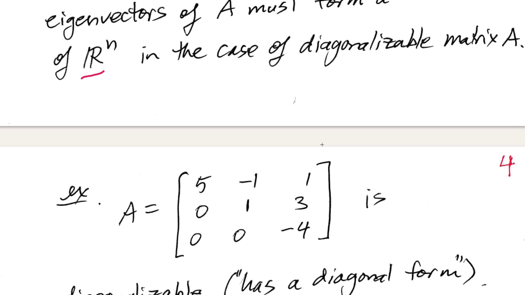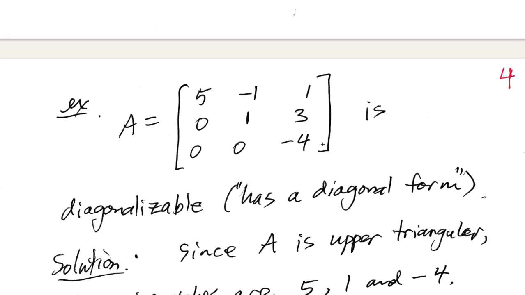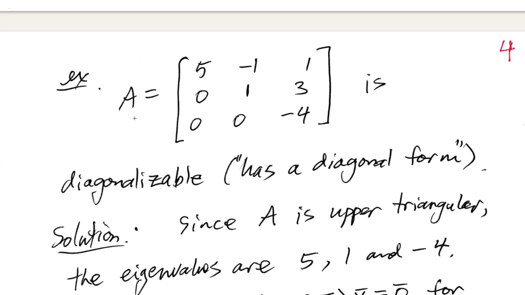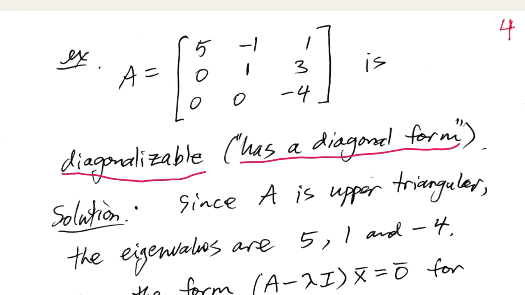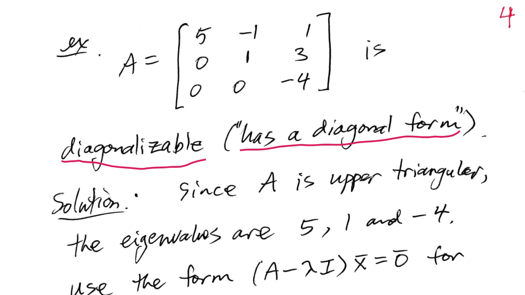Alrighty? Now let's take a concrete example. I've taken kind of a simple one here. Suppose A is the following matrix. This isn't a diagonal matrix, it's an upper triangular matrix. Reading across: 5, negative 1, 1, 0, 1, 3, 0, 0, negative 4. And I claim this can be diagonalized, or has a diagonal form. That's another common way of saying it. Diagonalizable or has a diagonal form, those mean the same thing. Let's go ahead and show that that's actually the case.